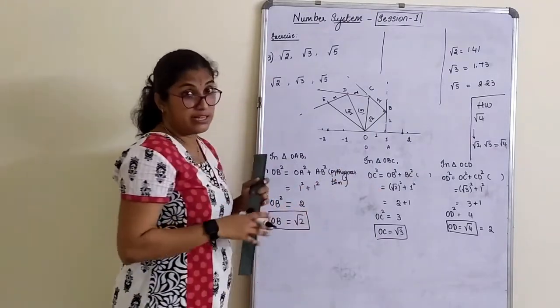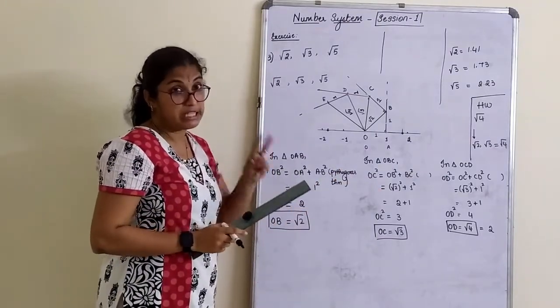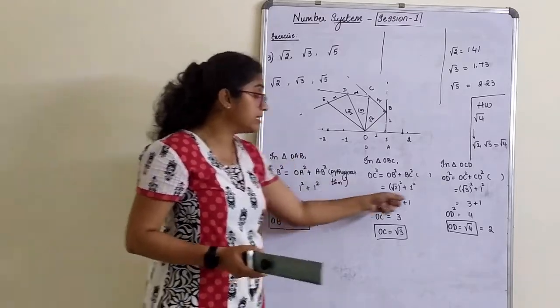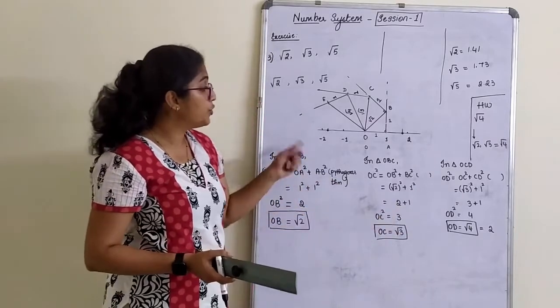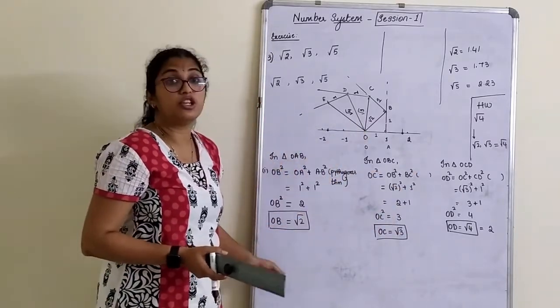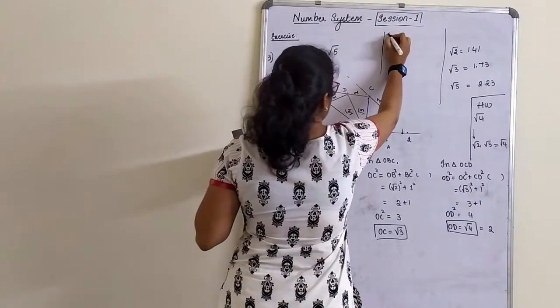But did you understand now? For root 2 only this. For root 3 this and this. For root 4 this and this. And for root 5 this, and next is the calculation that I am doing now.